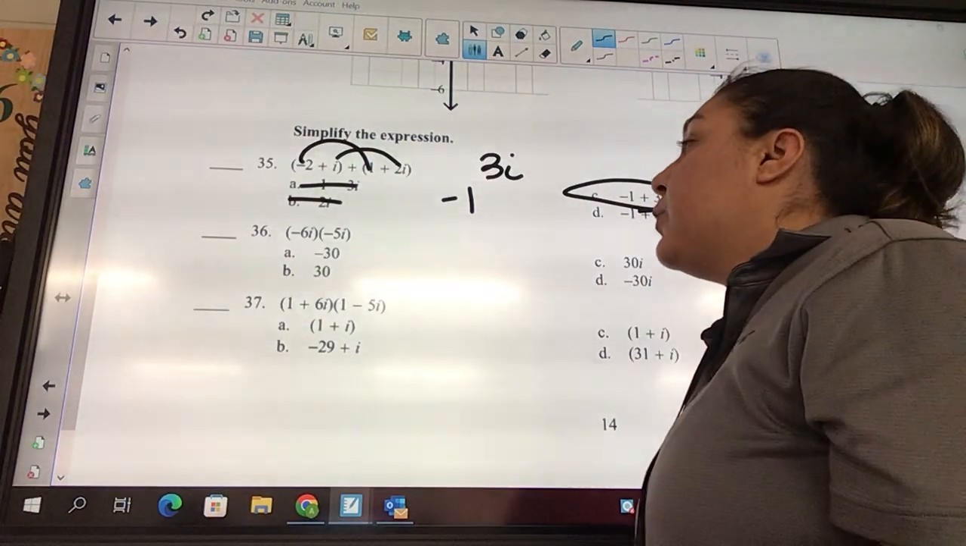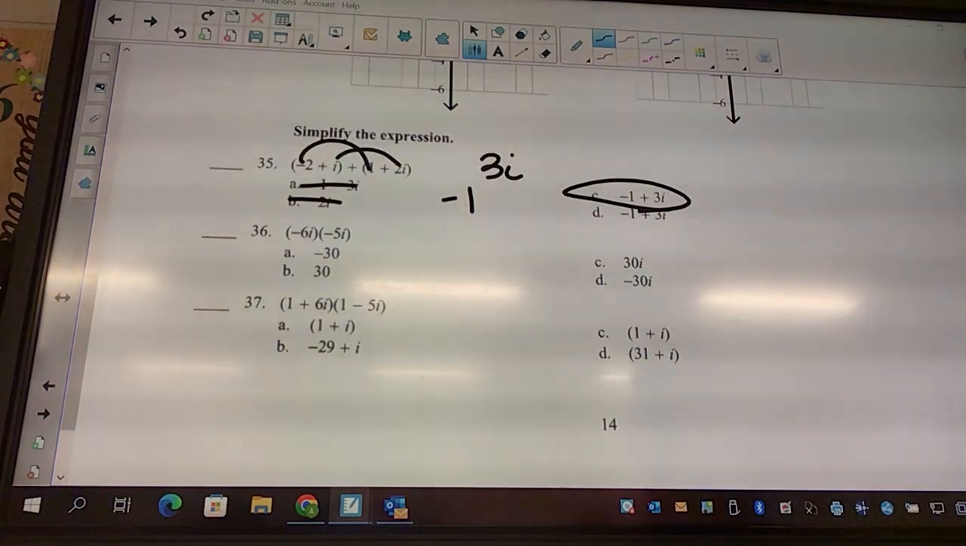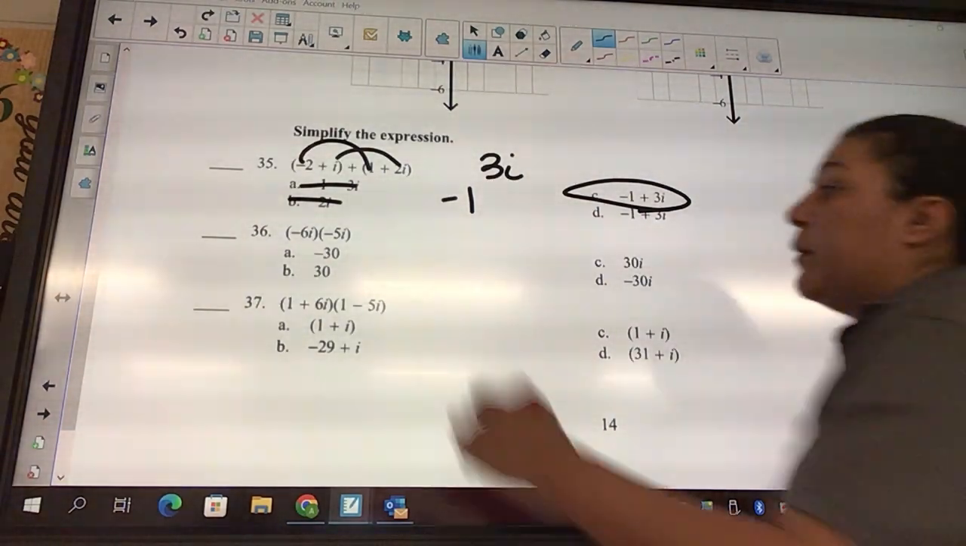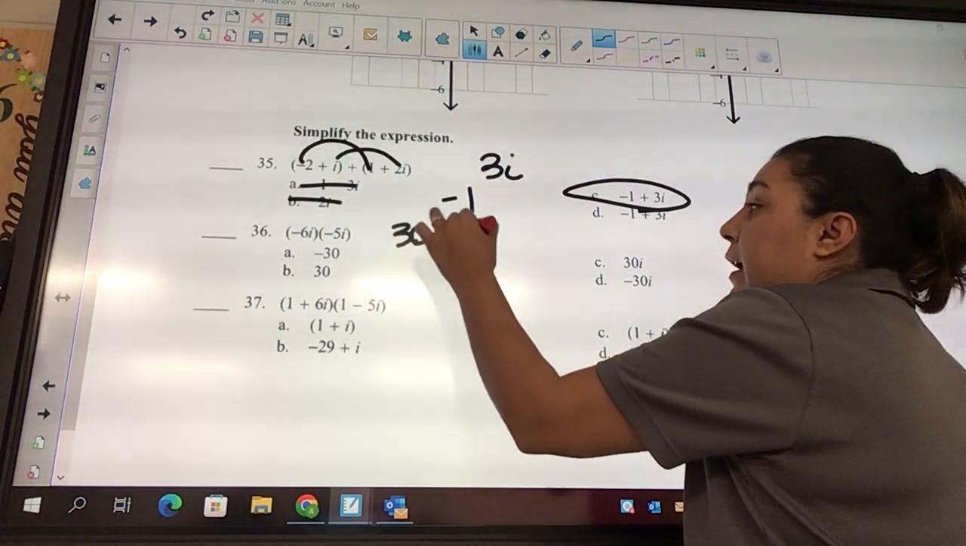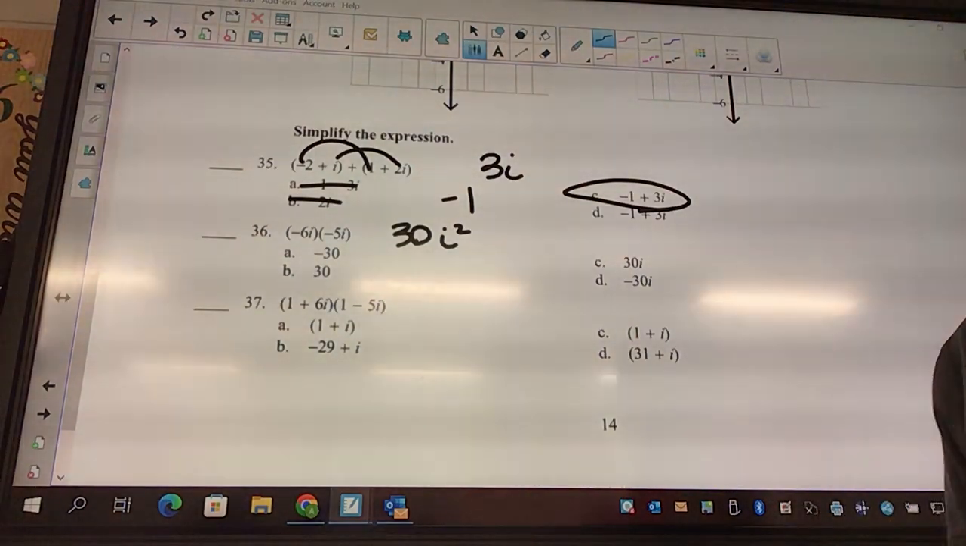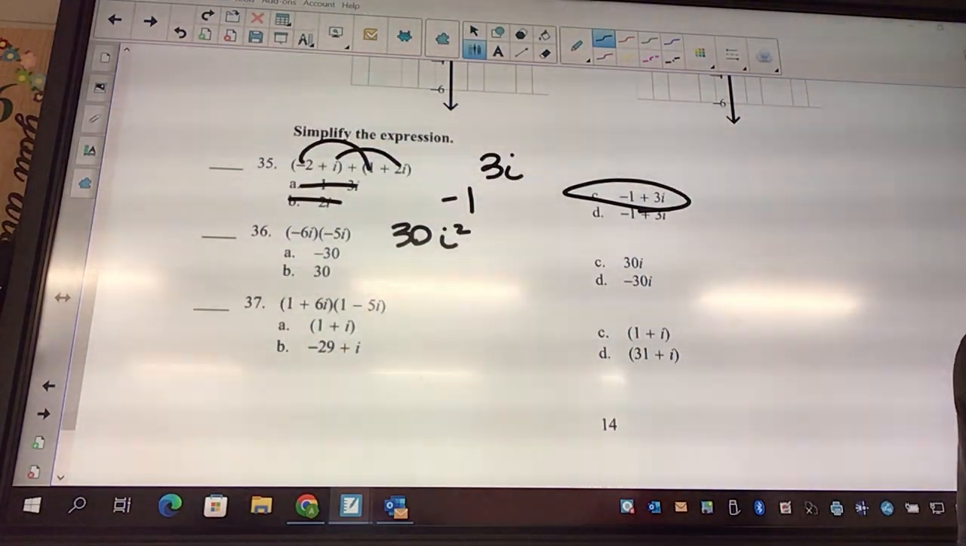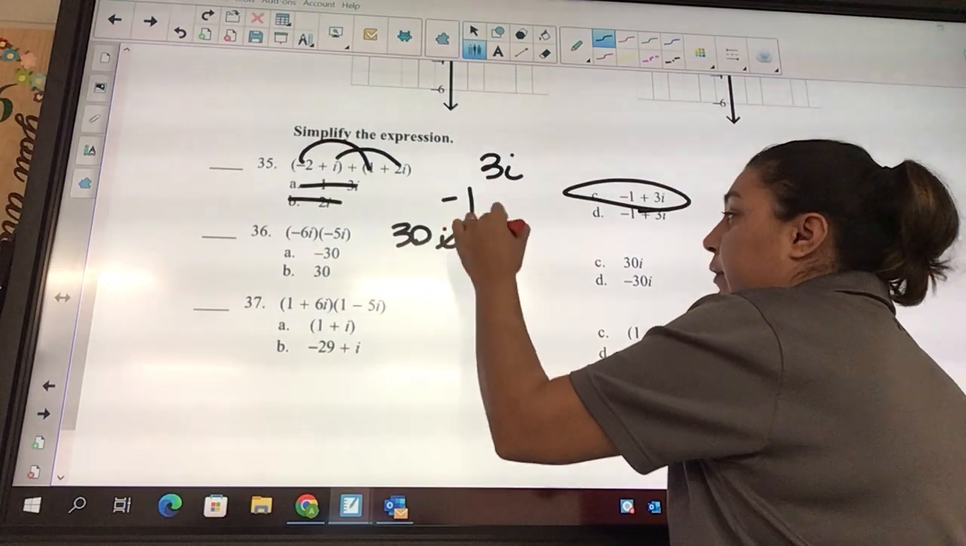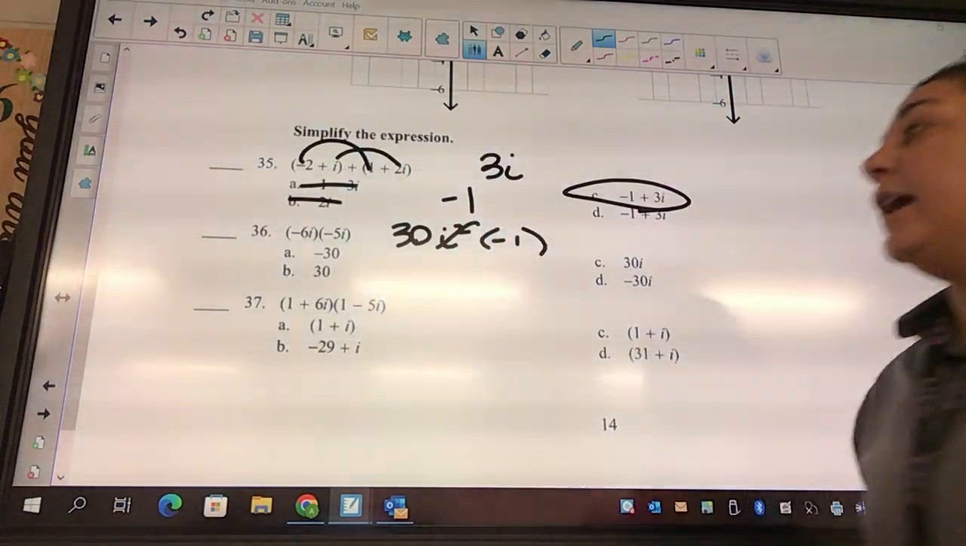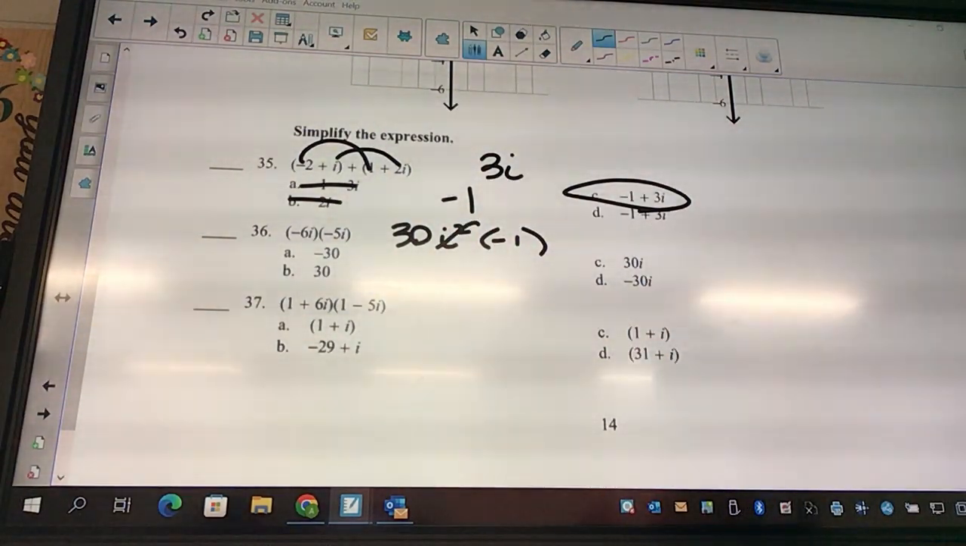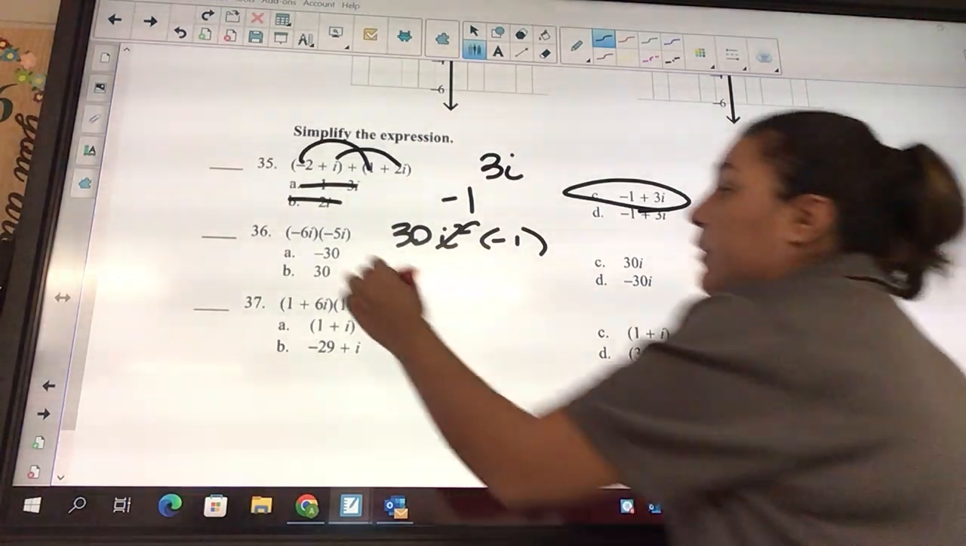Okay, 36, we're going to times. So -6 times -5 is going to be positive 30 i squared. What is i squared? -1. Okay, and then you got 30 times -1. It would be A.